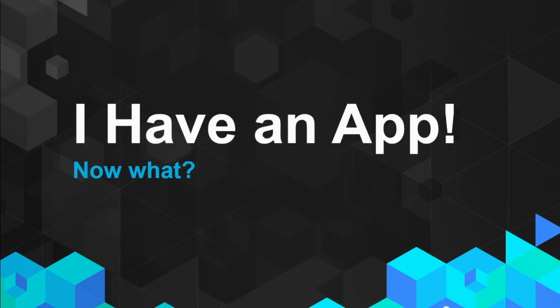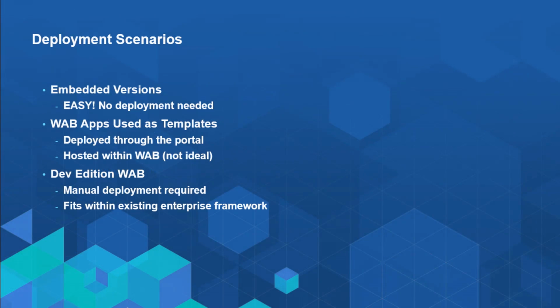To finish up with some talk about deployment and managing your apps after deployment, now that you, as a developer, have an app, what do you do with that? A lot of times you're trying to get this out to as many people as possible, maybe doing some beta releases, maybe showing it off to your executives, whatever's necessary. In the embedded version, that's very easy. There's no deployment needed.